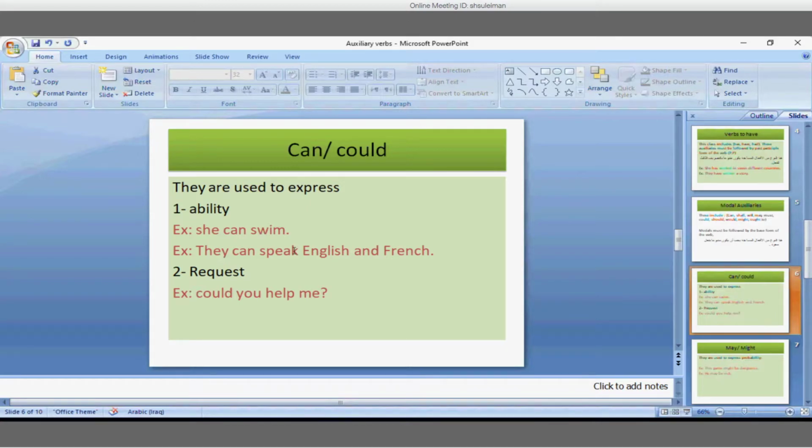Another purpose for which we use can and could is request. Request is the second purpose, and we say, for example, could you help me? Could you help me? If you want to request something from someone in a polite way, you can use could or can. One of them or both of them are correct.